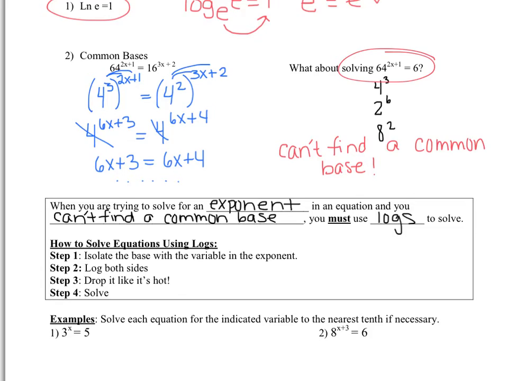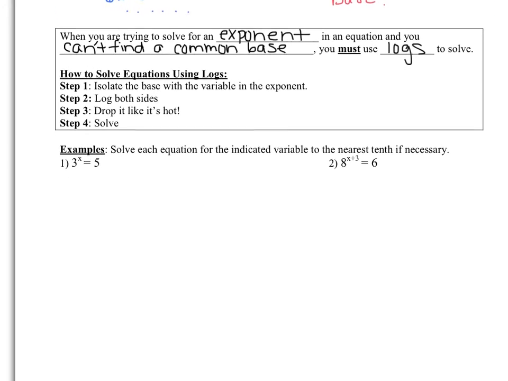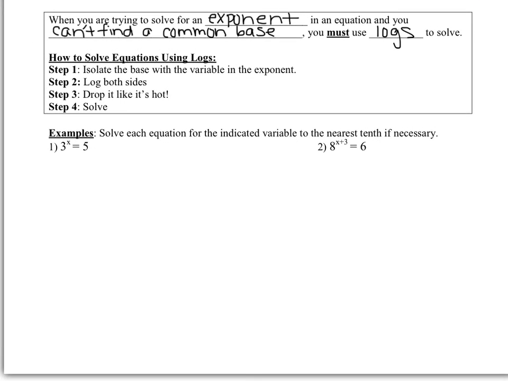So here are the steps on how to use logs to solve these equations. So let's look at an example and go through the steps. So the first one, it's obvious. There's no way I can find a common base. No way. There's no way I can write 5 with a base of 3 or 3 with a base of 5. So the first thing that you want to do is isolate the base with the variable and the exponent. Here's the base with the variable and the exponent. It's isolated on one side of the equal sign. Perfect.